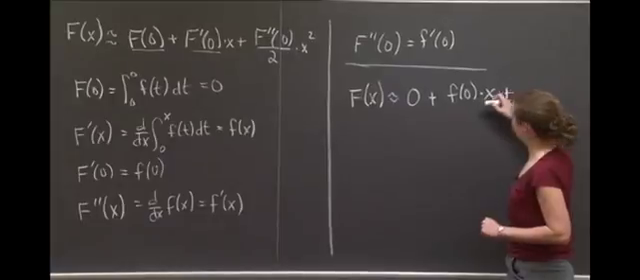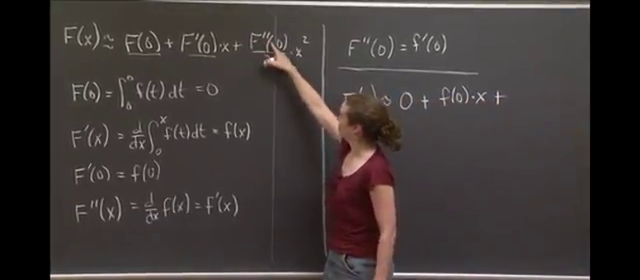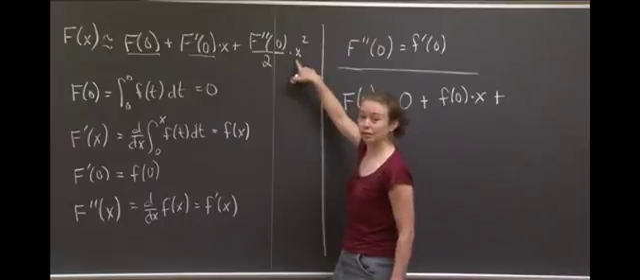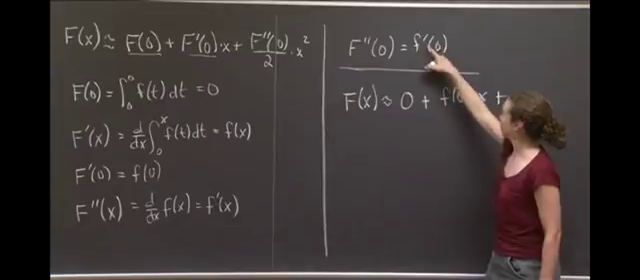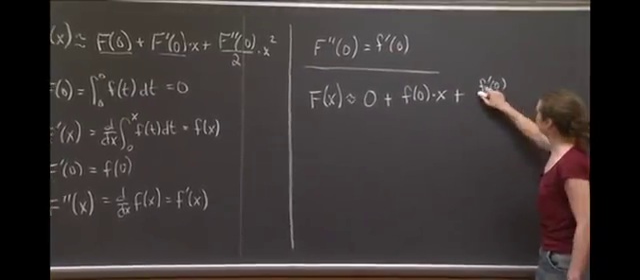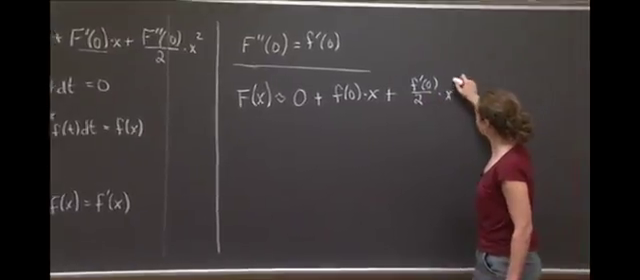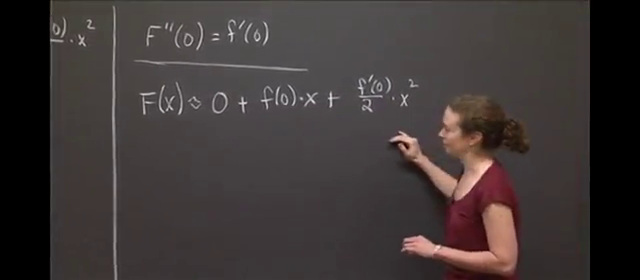And let's come back. One more thing we're going to need. We need one more term. That's big F double prime at 0 over 2 times x squared. Big F double prime at 0 is little f prime at 0. So that's f prime at 0 over 2 times x squared. So we had all the pieces. We just had to put them in.